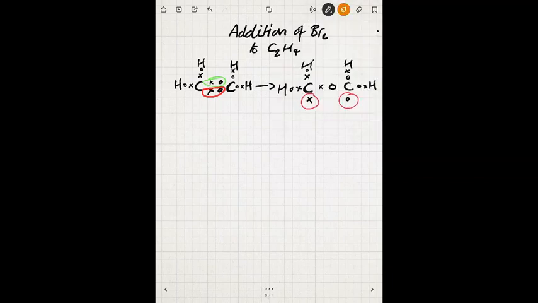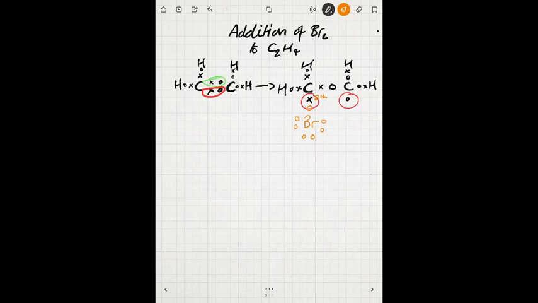So the first carbon can make a shared pair of electrons. So the carbon has now got 1, 2, 3, 4, 5, 6, 7, 8 electrons. That brown circle from the bromine, we've now got 1, 2, 3, 4, 5, 6, 7 electrons on the bromine, and it's sharing the 8th electron with the carbon. It's made a covalent bond.